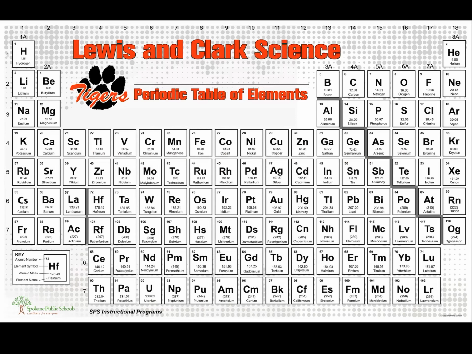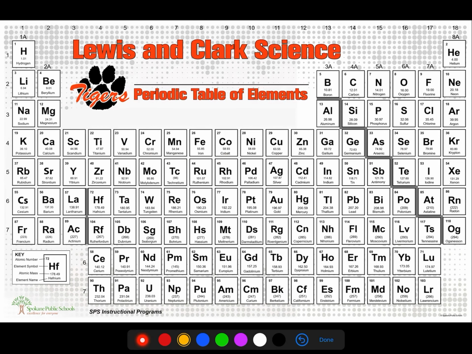Video on average atomic mass. So on the periodic table, we have all of these elements, and I'm going to take a look at copper here. We're going to use copper as an example today. Copper has this value on here, and these numbers are the atomic mass, or the average atomic mass.